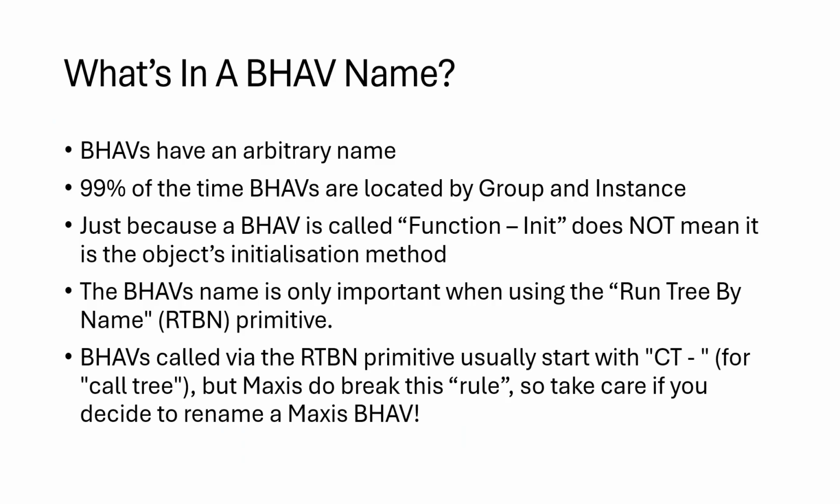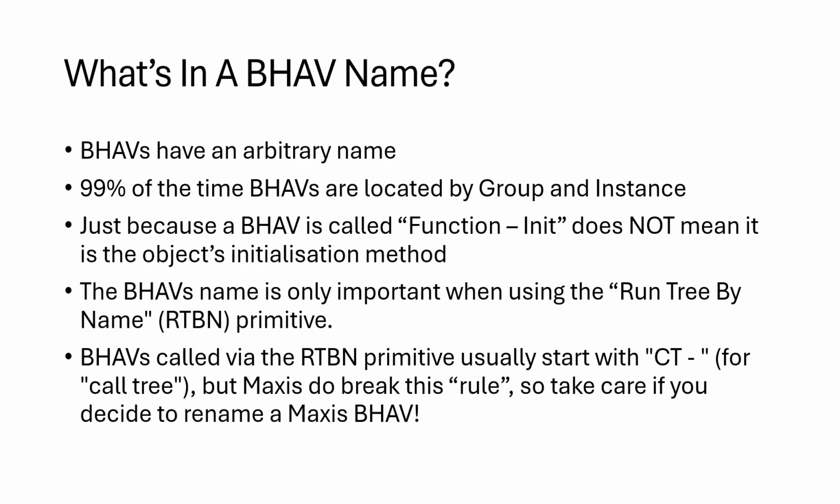BHAVs have an arbitrary name. They're located by group and instance in either semi-global, global, or local. As I said, because a function is called function in, it doesn't mean it's the object's initialization method. And you can pretty much rename BHAVs as you want. There is only one primitive where the BHAV name is important, and that's called run tree by name.